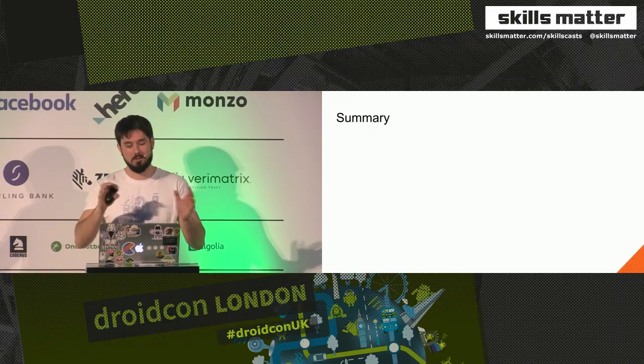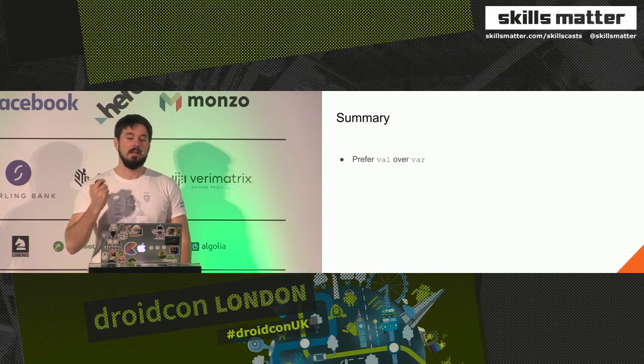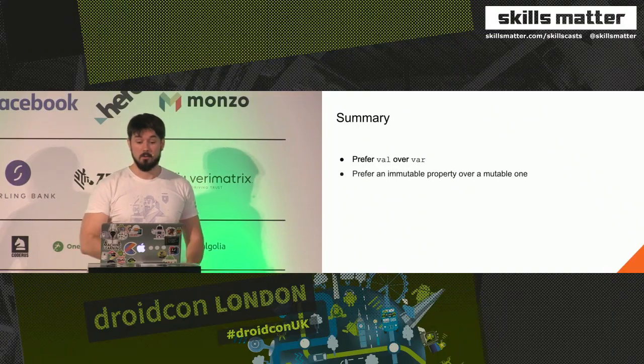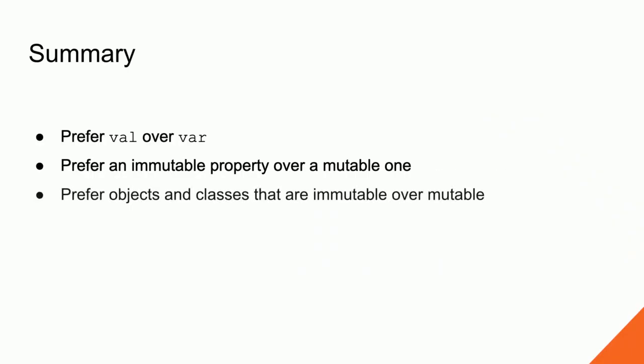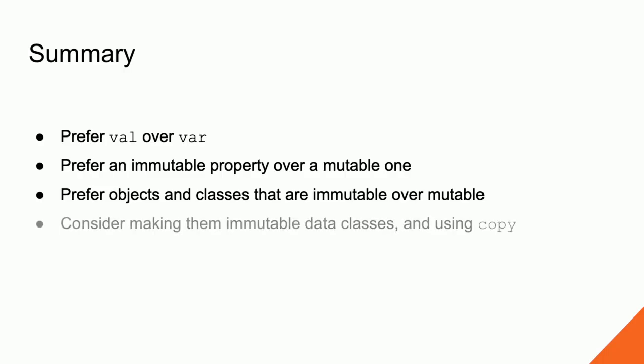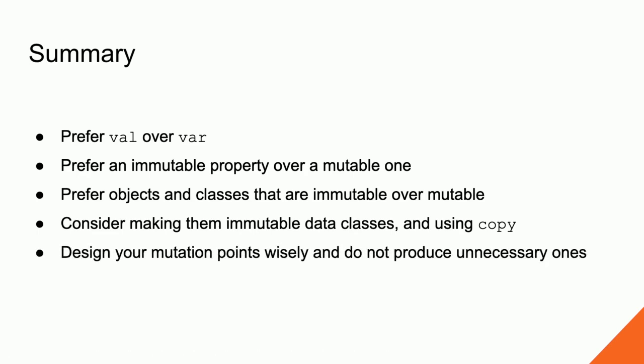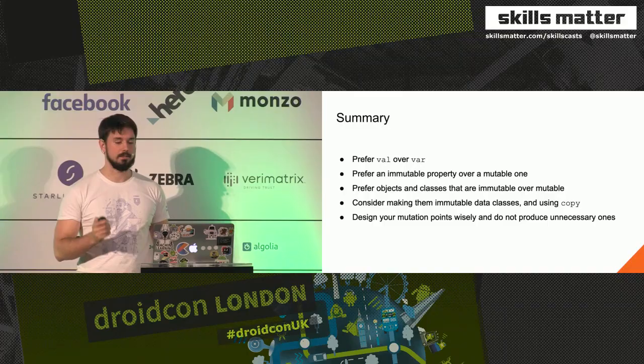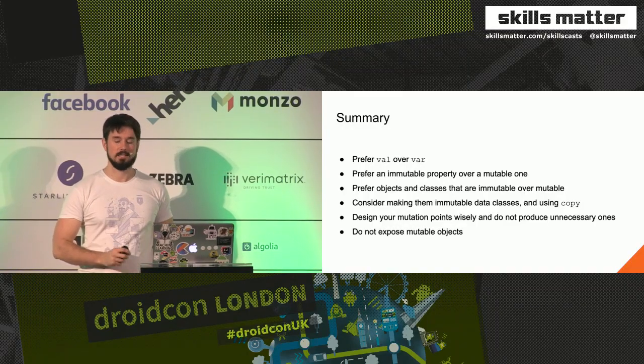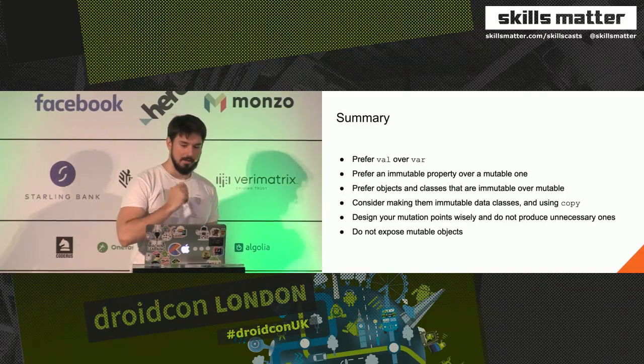And so, to summarize this very long section, we prefer val over var when we can. We prefer immutable over mutable. The same with properties and with classes and objects. When we need to change a data class, copy is a good option, and we should design our mutation points wisely and not produce unnecessary ones. And we should not expose them, not leak them.